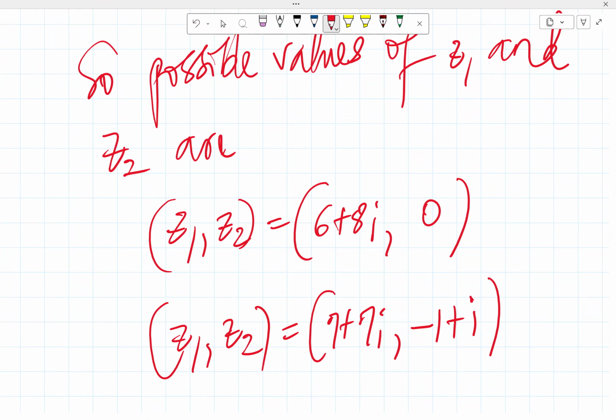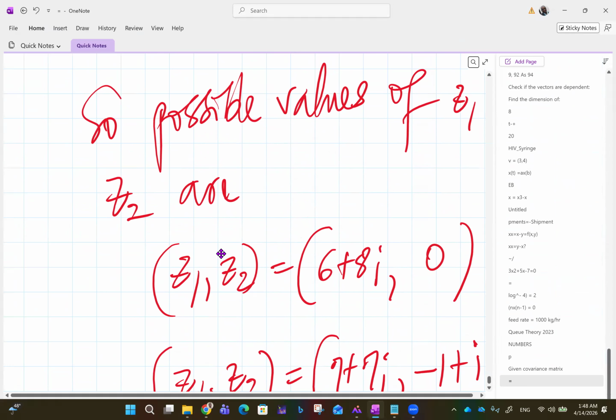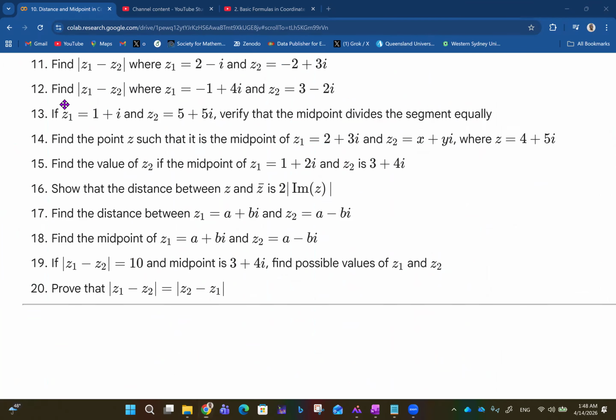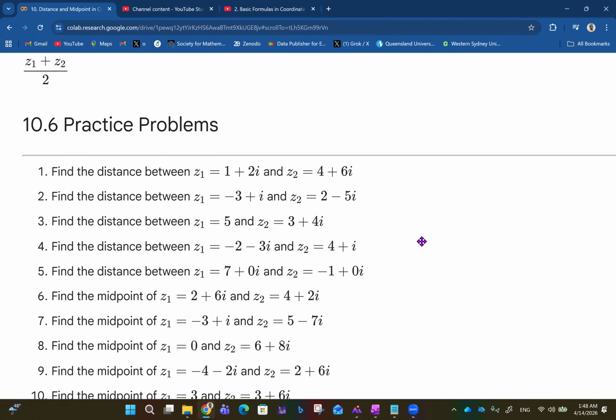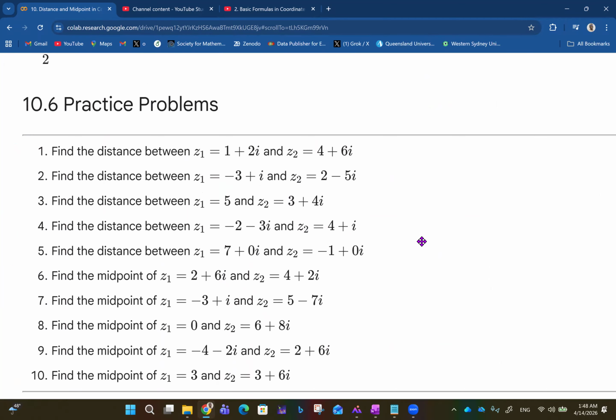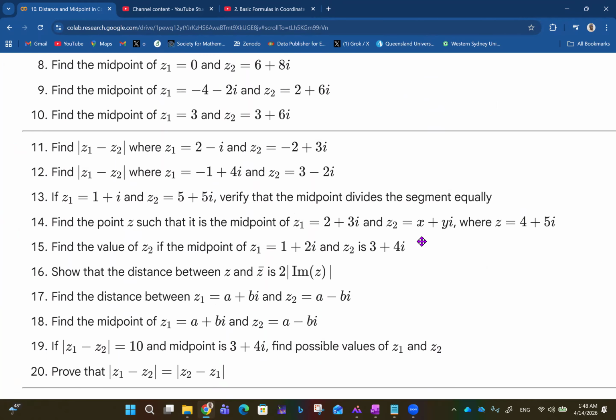So with this, we come to the end of this interesting video about distance and midpoint in complex numbers. Don't forget to try your hands on the 20 questions again. This is 1 to 10 and this is 11 to 20. Let me know if there's anything else you'd like me to try out.